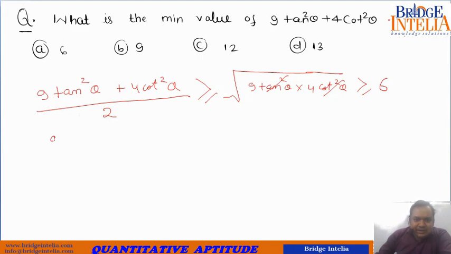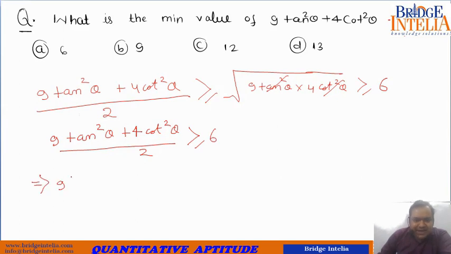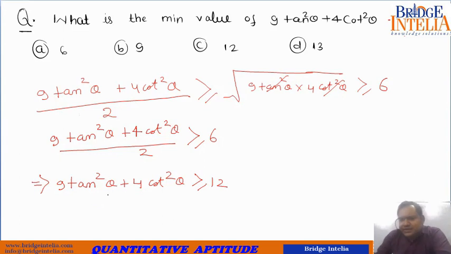So ultimately I can say that 9 tan square theta plus 4 cot square theta divided by 2 is greater than or equal to 6, which is indicative of the fact that 9 tan square theta plus 4 cot square theta is greater than or equal to 12. That means for the minimum value, it can never be less than 12. So if it is never less than 12, the minimum value is 12 itself, because it cannot be less than 12, but it can be equal to 12. So the minimum value possible is 12 itself. So now let's move to the next one.